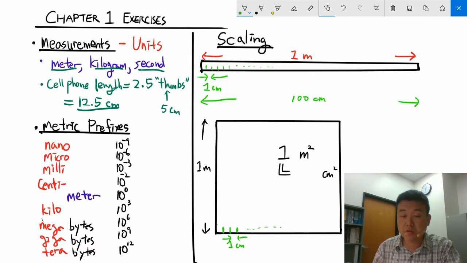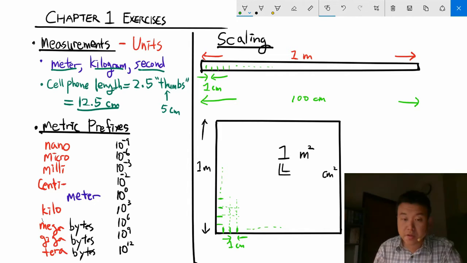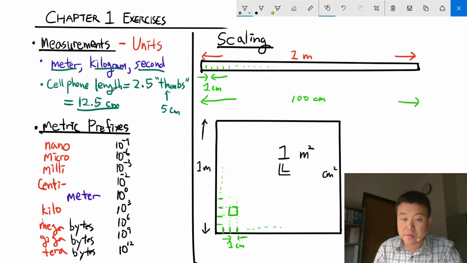And you can also go this way, dividing into 1 centimeter sized pieces. There's also going to be 100 of these this way. So you can look at one of these squares that's made by these 1 centimeter long sides. Look at this one square, for example. The area of this one square is 1 square centimeter, 1 centimeter squared, because it's 1 centimeter on one side and 1 centimeter on the other side.